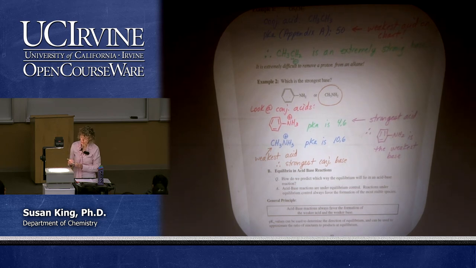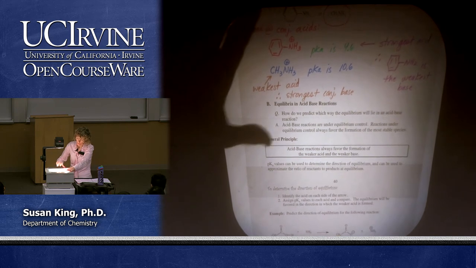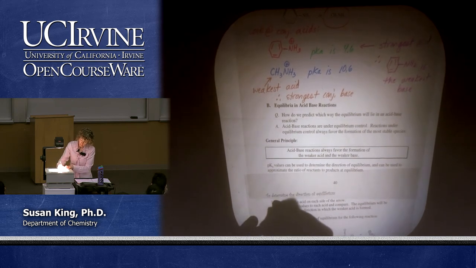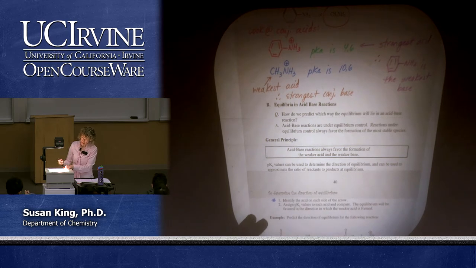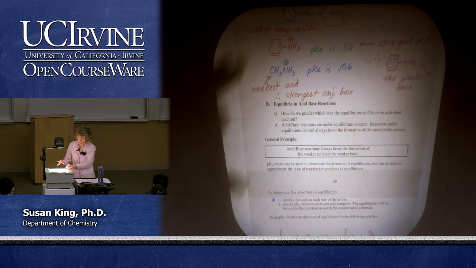pKa values can be used to determine the direction of equilibrium and can be used to approximate the ratio of reactants to products at equilibrium. So that's what we're going to do on the next page. To determine the direction of equilibrium, identify the acid on each side of the arrow. Okay, we're going to do that first. Assign pKa values to each acid and compare. The equilibrium will be favored in the direction in which the weaker acid is formed. So we're not going to look up any pKa's except for two, the acid on each side of the equation.